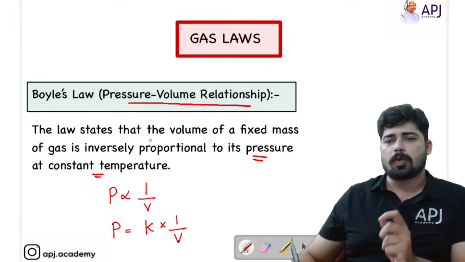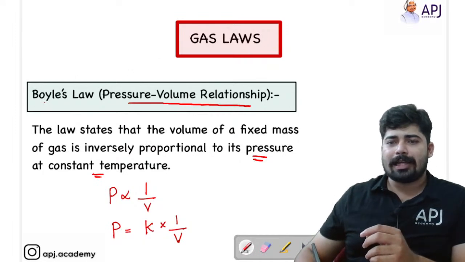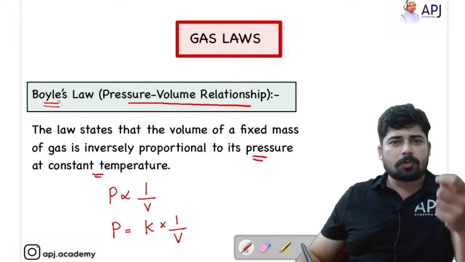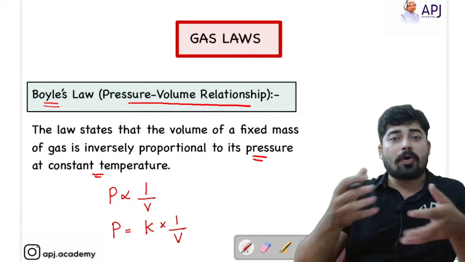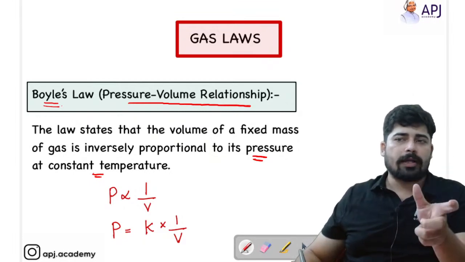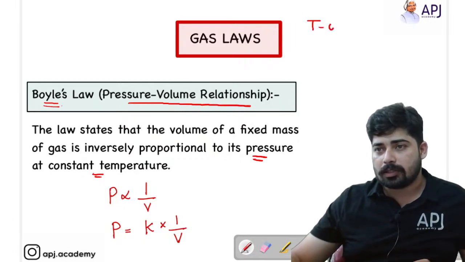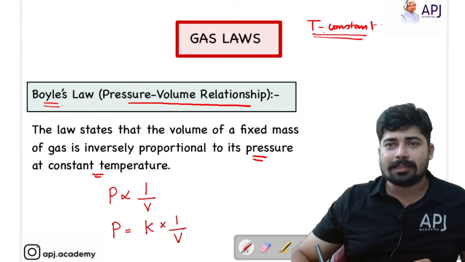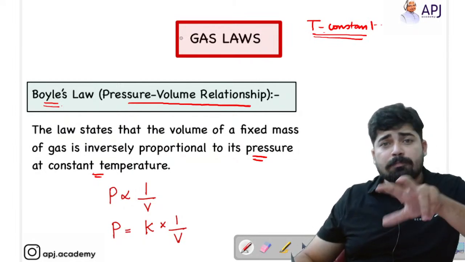Let me put it in simple words. I am giving you a small thread to remember the relationship. Boyle's sounds like boiling, and boiling of water is related to temperature. Here the name of the scientist is Boyle, so it is related to temperature, meaning temperature is constant. That's how you have to remember. So if temperature is constant, this law connects two variables: pressure and volume.